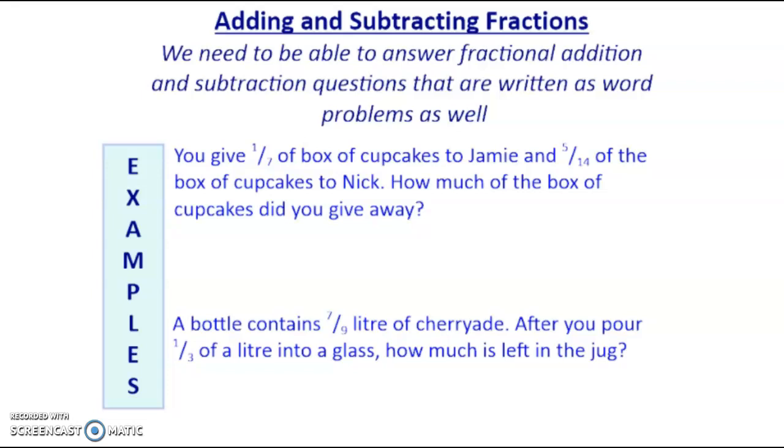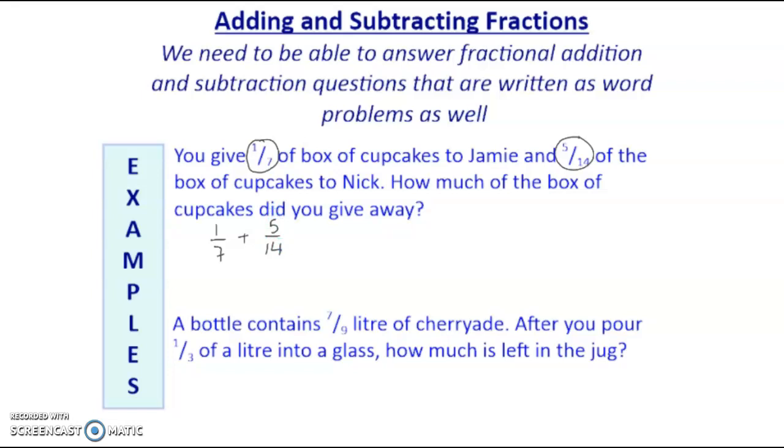So my two examples, the first one says, you give 1/7 of a box of cupcakes to Jamie and 5/14 of the box of cupcakes to Nick. So there's my two fractions. How much of the box of cupcakes did you give away? So if I gave 1/7 to Jamie and 5/14 to Nick, I need to add those together. So I'm going to do 1/7 add 5/14. At the moment, they have different denominators, so I can't work it out just yet.